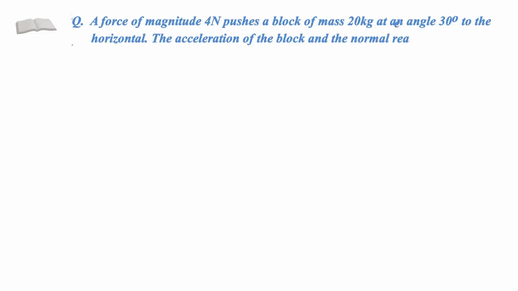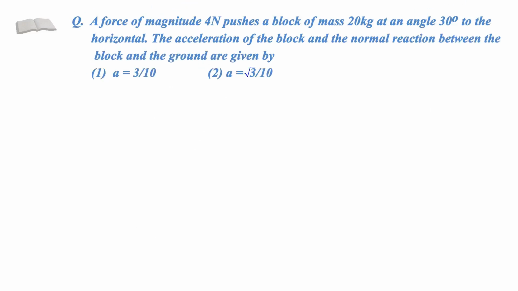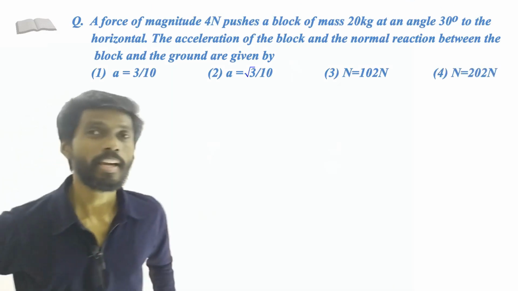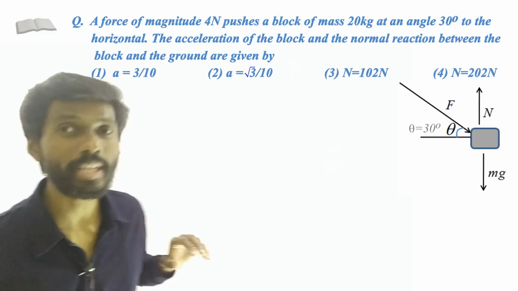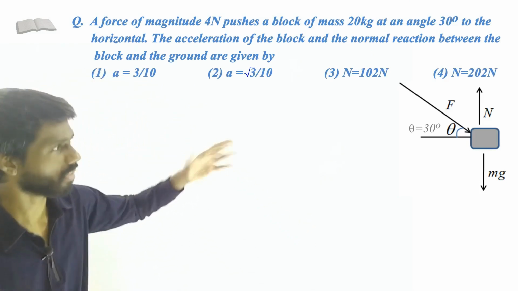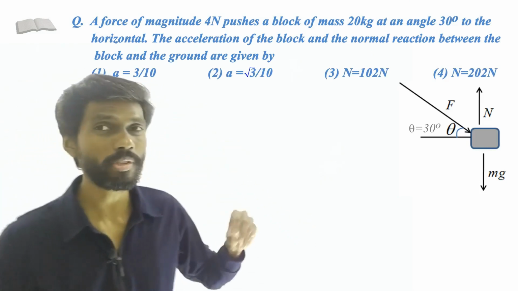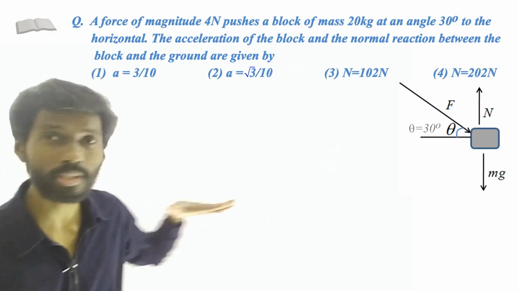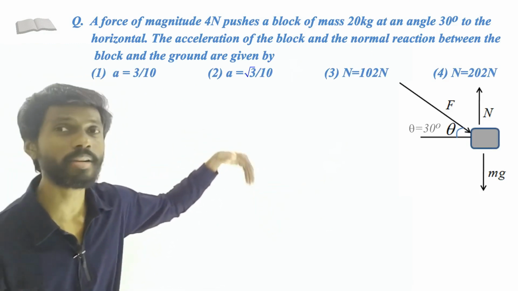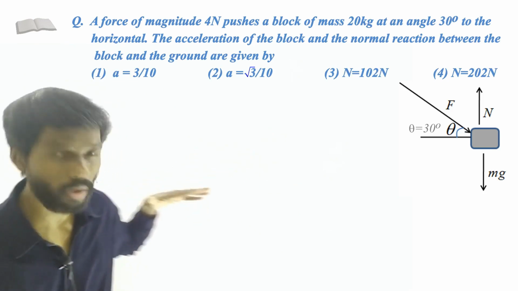A force of magnitude 4 N pushes a block of mass 20 kg at an angle of 30 degrees to the horizontal. The acceleration of the block and the normal reaction between the block and the ground are given by. Here we have just one block, but the force is not acting in the horizontal direction. It is making an angle, say 30 degrees, with the horizontal, right? So the force is acting in some direction, but the object is constrained to move only in the horizontal direction, right? So whatever the direction of the force, the object will only move in the horizontal direction.